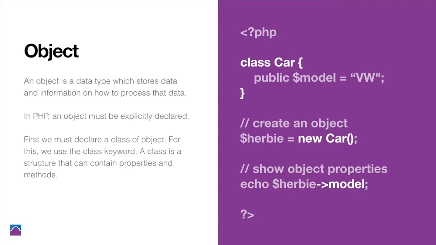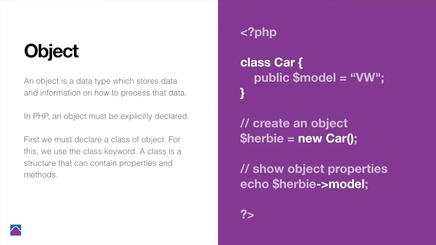Objects are a bigger concept, and we're going to go over them later, like in weeks. But basically, an object is a data type which stores data and information on how to process that data. In PHP, an object must be explicitly declared. So we have to first declare the class object. You can see here in this example, we have that term class, and I labeled it car, but it could be any term. Obviously, it cannot be class again. And then you surround it with braces there.